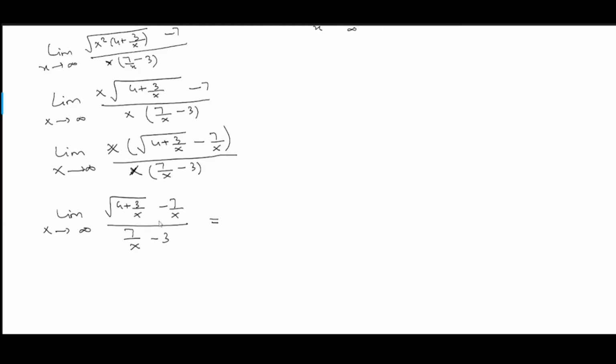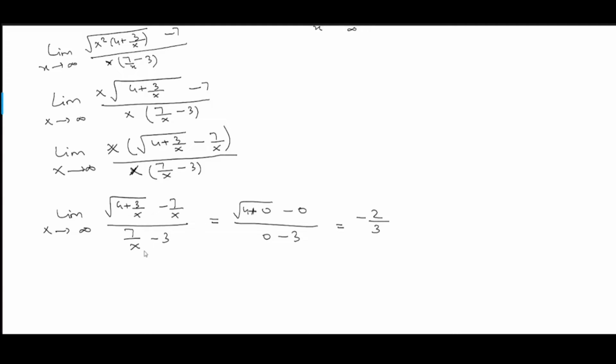Tend everything to infinity. This would give me 7 by infinity is going to be 0. So I'm going to have 4 plus 3 by infinity, 1 by x tends to 0. So 3 into 0 is 0 minus 0 by 7 by infinity, 1 by infinity tends to 0. So I'm going to have another 0 minus 3. This is nothing but root 4 by minus 3. Root 4 is 2, 2 by minus 3. So the limit is minus 2 by 3.